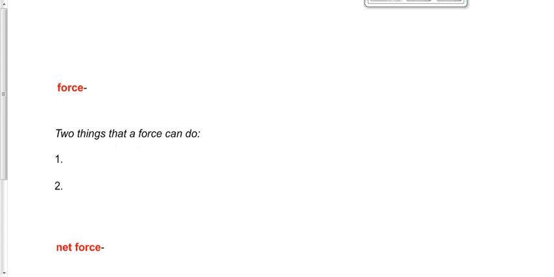Now, what are the two things that a force can do? Don't say push an object or pull an object. That's what a force is. It's not what a force can do. What can a push or a pull result in? Jackson, what's one of them? Okay, it can cause an acceleration. What do we mean by acceleration? What does that include? Okay, you could stop an object or slow down an object.